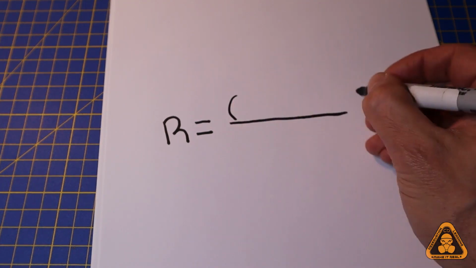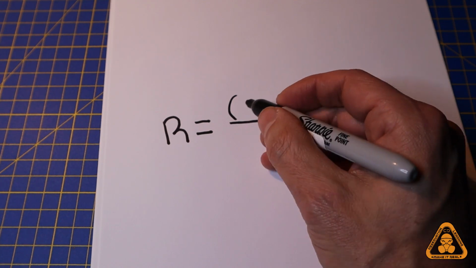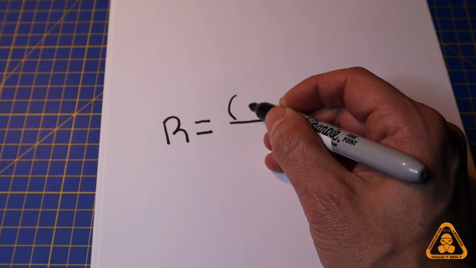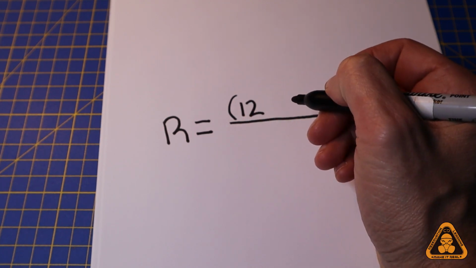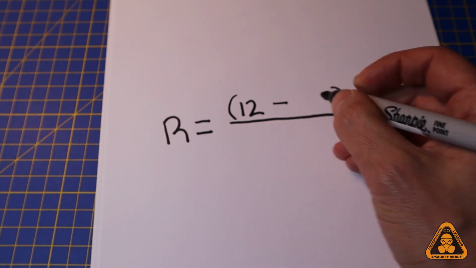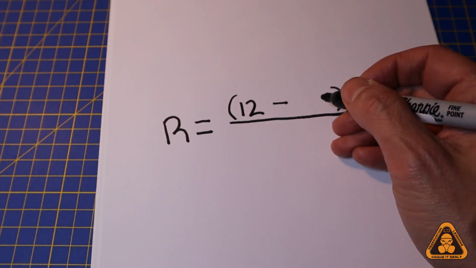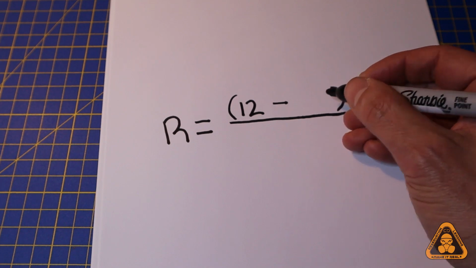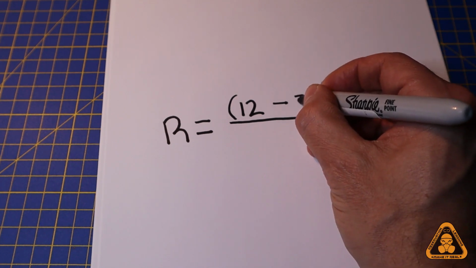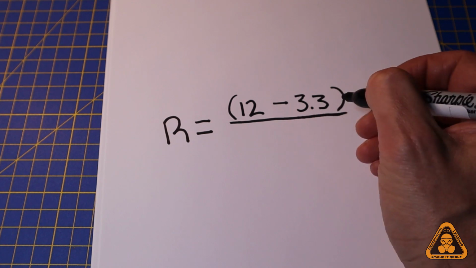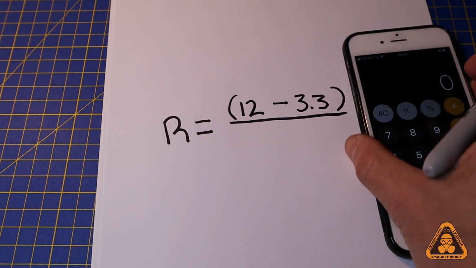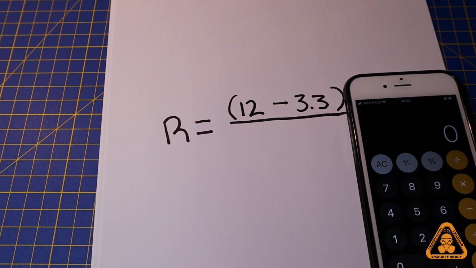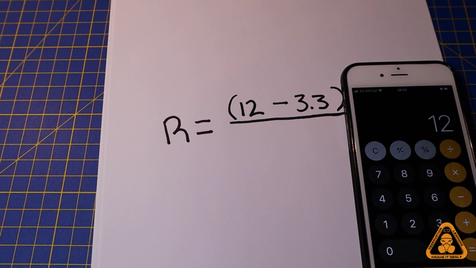So here's some brackets here. The first one is VS, so volt source. And we know the volt source is 12. That would be your battery or your adapter. And that's going to minus the LED voltage. So how many volts does it take to light up that LED? We know it's a white LED and it takes 3.3 volts. So this is one equation we need to work out because it's in brackets. To do that, I just get my calculator because my maths isn't that good. So 12 subtract 3.3 equals 8.7.